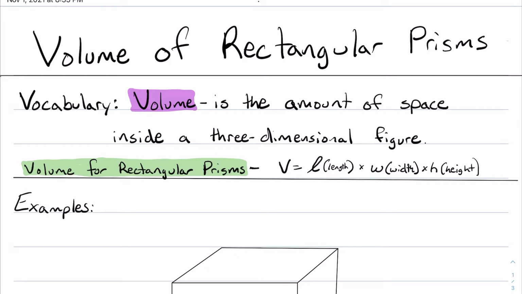Today we're going to be learning about volume of rectangular prisms. Well, what is the volume? Volume is the amount of space inside a three-dimensional figure. And to find the volume for a rectangular prism, you're going to use the formula volume equals length times width times height. As always, if you're following along, feel free to pause and take notes if you would like.